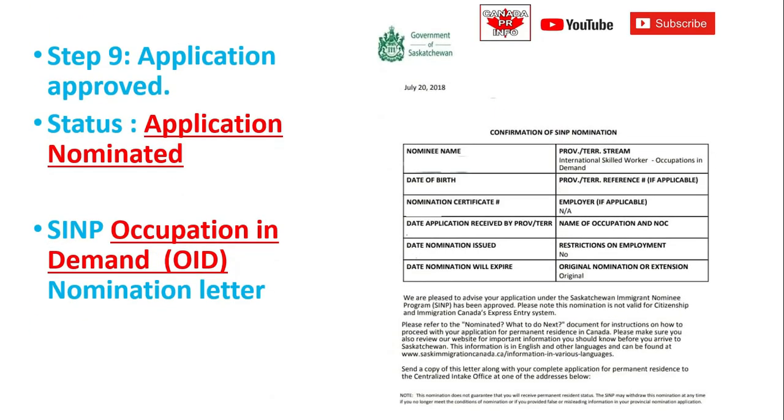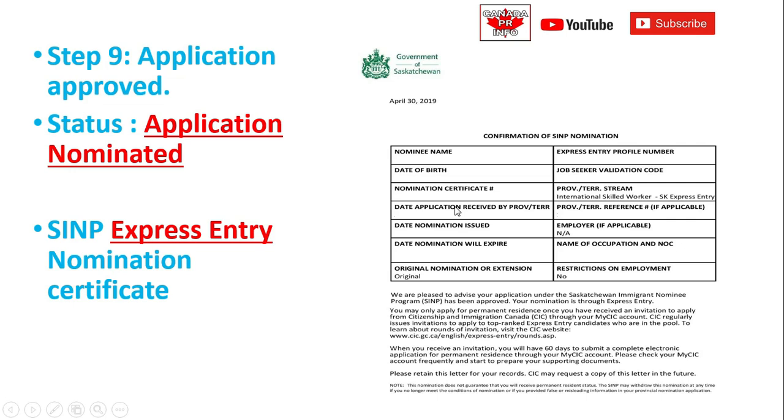Okay, so now this is the sample nomination letter for the SINP occupation in demand category, and you can see that the stream is mentioned over here. Similarly, this is the sample nomination letter for the SINP Express Entry category, and you can see that the Express Entry profile number, job seeker validation code, and your stream SK Express Entry are mentioned over here. Here I want to clarify that if your Express Entry profile is expired, then you need to revise this nomination letter. It means you need to request the SINP to provide an updated nomination letter with your new Express Entry profile number and job seeker validation code.